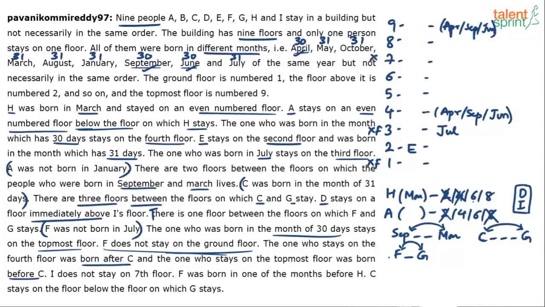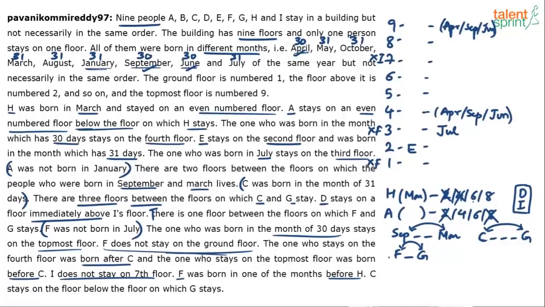I does not stay on 7th floor, so I will not come on 7th floor, right? This point is done. F was born in one of the months before H. See, again previous kind of statement. F was born before H means what? H was born in March, we know. So before March. Since H was born in March, F will be born before March. Before March there are only 2 months, Jan or Feb, and Feb is not there in the list. Only Jan is available. So I can say F was born in Jan.